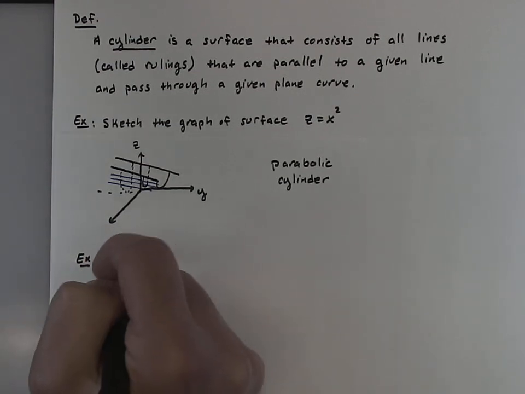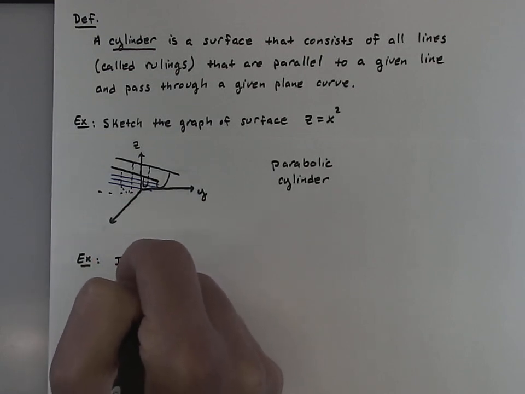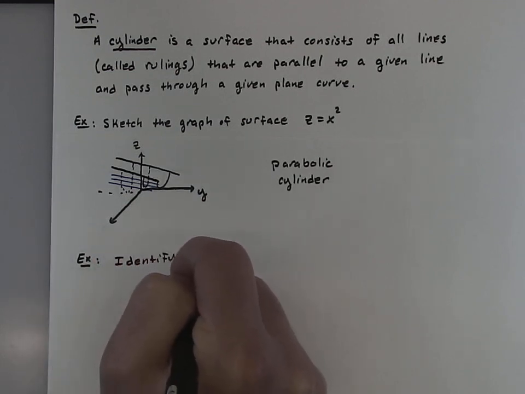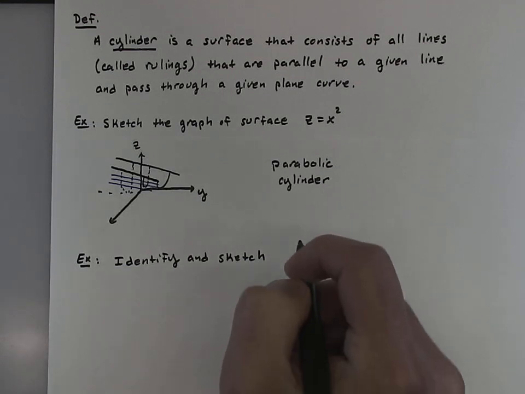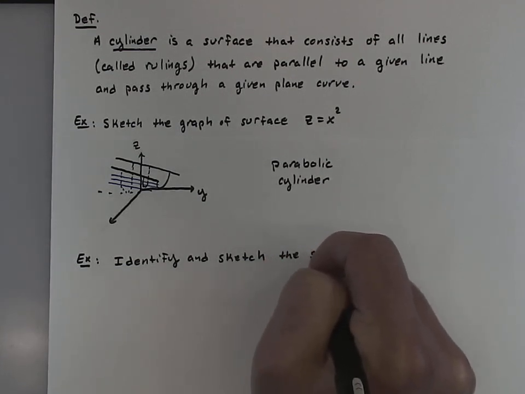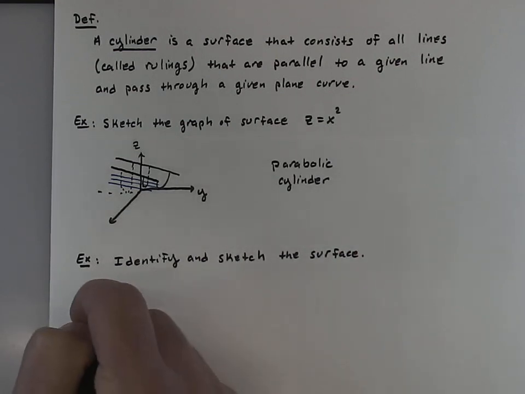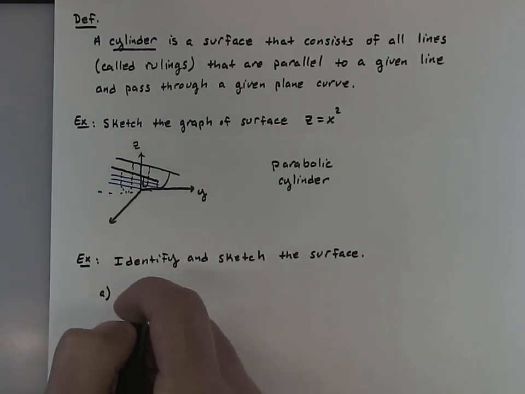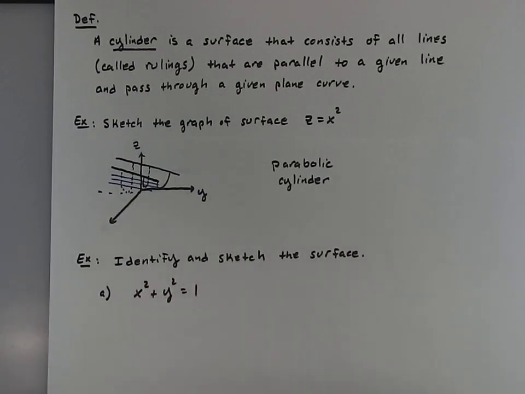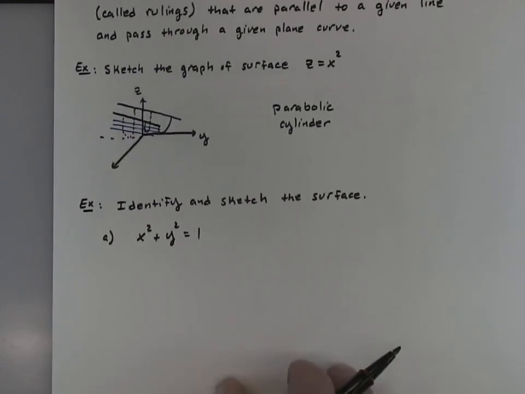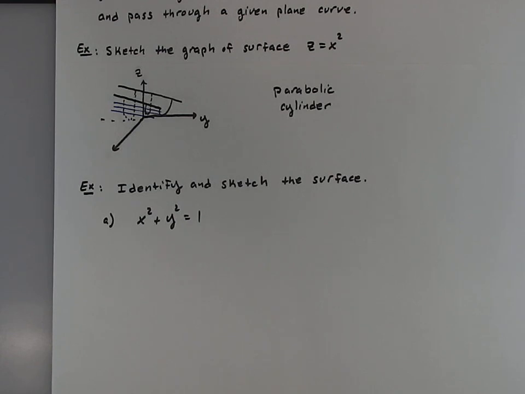Identify and sketch the surface. x squared plus y squared is equal to 1. So in the xy plane, this is a circle. Since z is missing, the circle extends along the z-axis, which forms a cylinder.